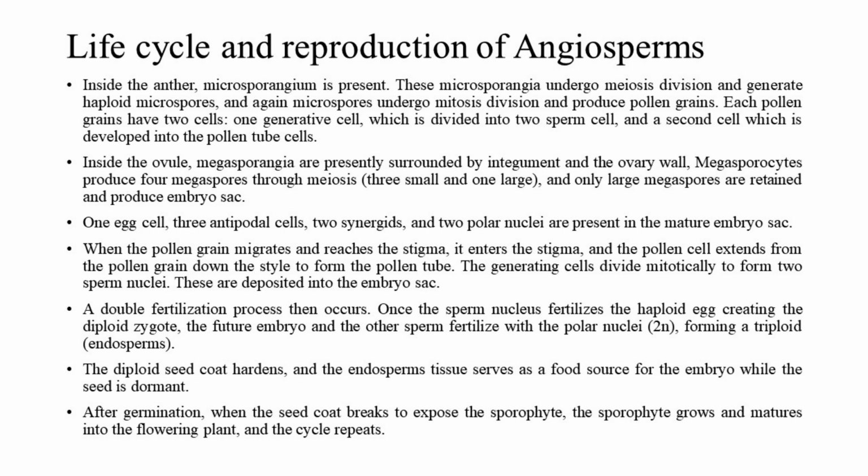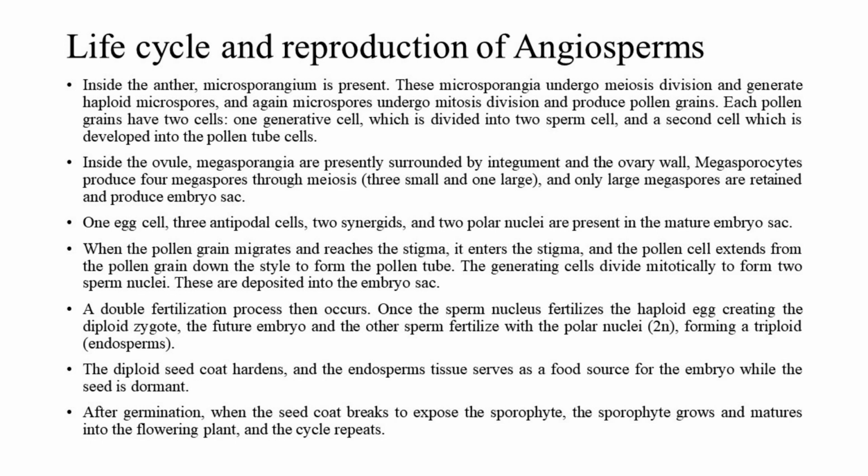When the pollen grain migrates and reaches the stigma, it enters the stigma, and the pollen cell extends from the pollen grain down the style to form the pollen tube. The generative cell divides mitotically to form 2 sperm nuclei. These are deposited into the embryo sac. A double fertilization process then occurs.